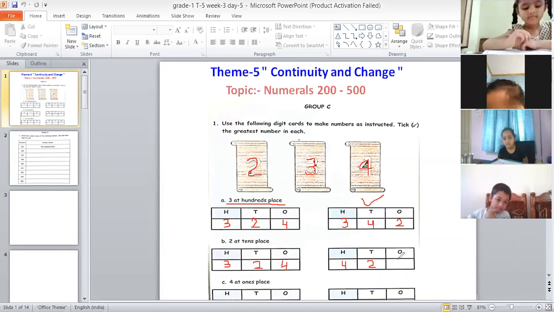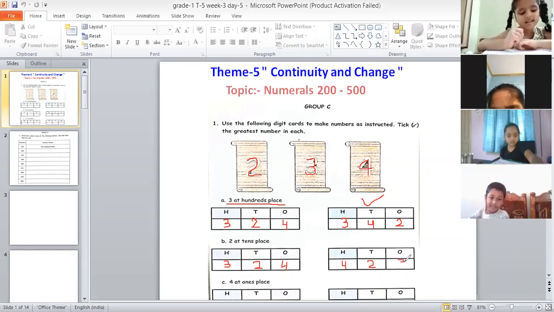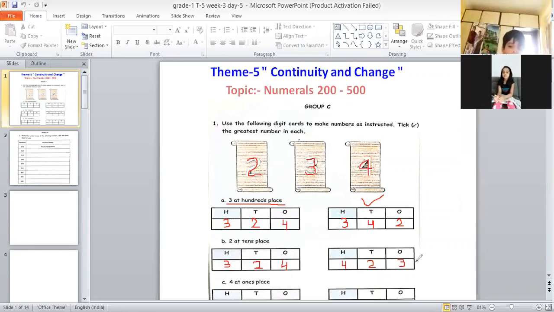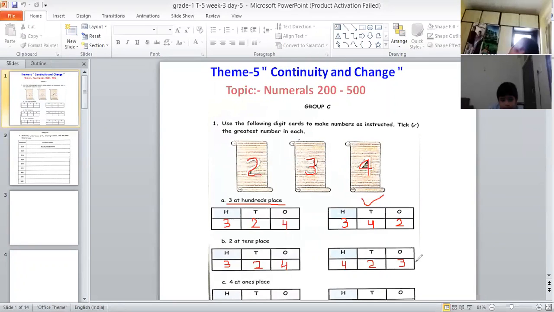Okay. Now we will move on to second bit. Tarini, please read the next 2 numbers. In second bit, what are the numbers we got? Numbers are 3 2 4 and 4 2 3. How will you read 3 2 4?